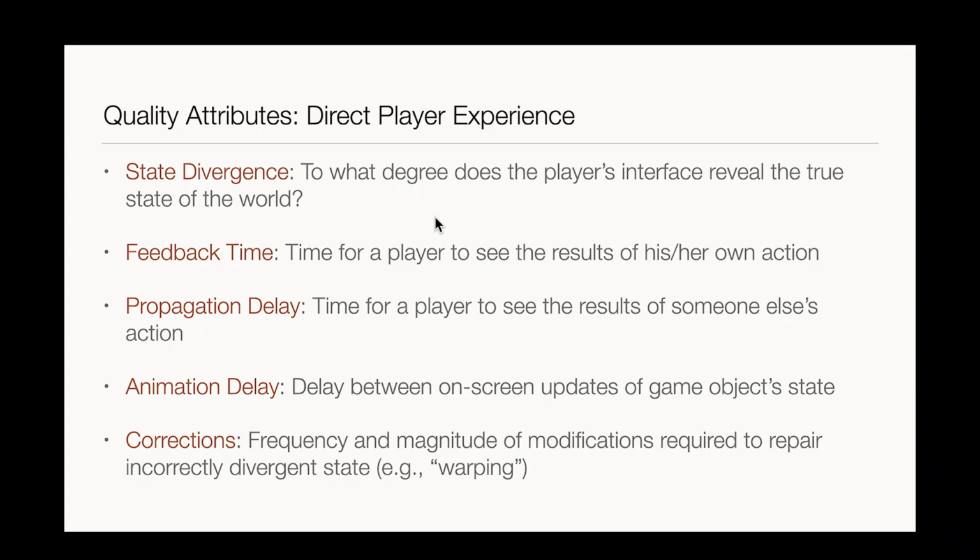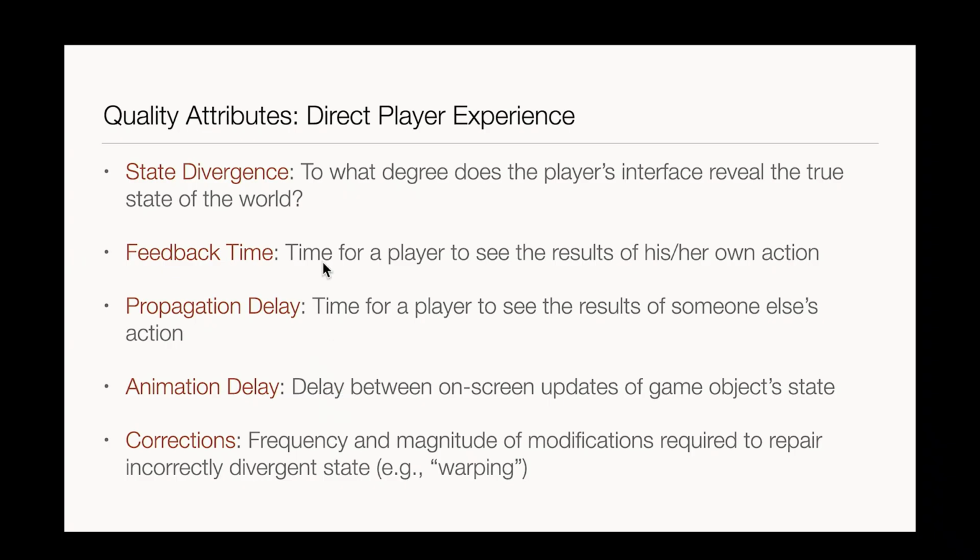Okay, so the amount of latency that you have in your game directly affects your players, right? So there's this issue of state divergence. To what degree does the player's view of the world actually correspond to the true state of the world? There's feedback issues, right? So one way to deal with latency is to not update the local view until you know that your message has been sent to the server. So the player does something, and then sometime later the action actually occurs, right? Similarly, if a player does something, it now takes some time for other players in the world to see what has happened. So that's propagation delay, right?